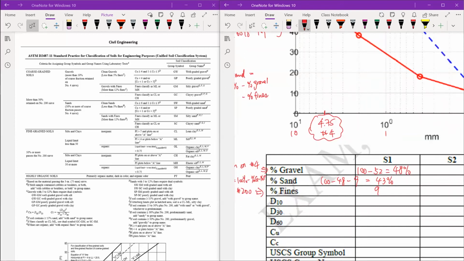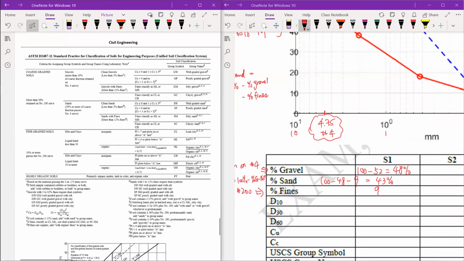So after we put down those percent gravel, percent sand, and percent fines, we can start to work it through our ASTM standard. On the left, you see the pages from the FE manual. For the Geotech part, the last 2 pages are the soil classifications: one for AASHTO, the other for ASTM.